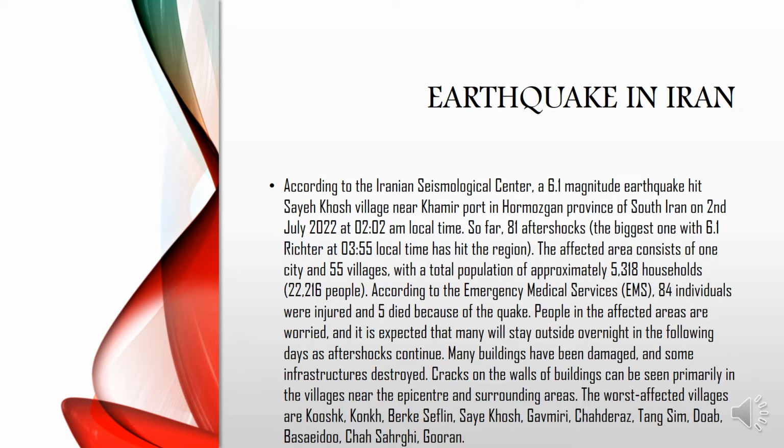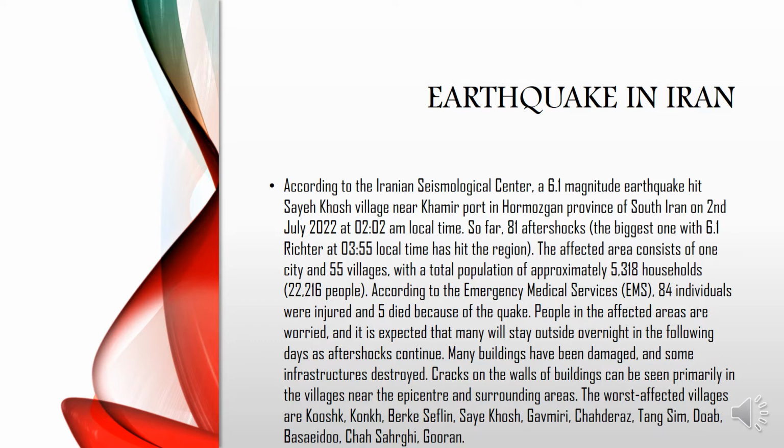Now, here is a story of an earthquake in Iran. According to the Iranian Seismological Center, a 6.1 magnitude earthquake hit Saikosh village near Kamir port in Hormozgan province of South Iran on 2nd July 2022 at 2:02 a.m. local time. So far, 81 aftershocks have hit the region, the biggest one being 6.1 Richter at 3:55 local time. The affected area consists of one city and 55 villages, with a total population of approximately 5,380 households.